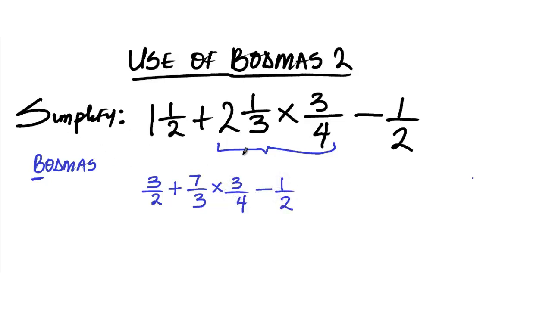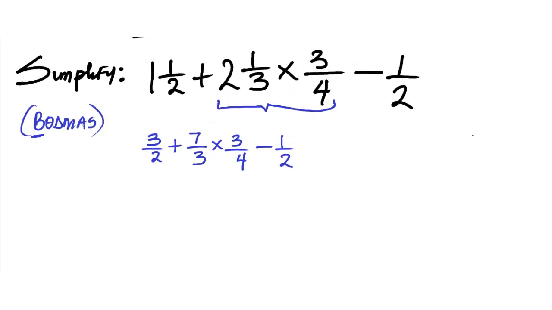Don't forget, we've been able to establish that we prioritize multiplication first according to this rule. So if you prioritize multiplication, there's no need for us to multiply 7 by 3. 3 can cancel 3 here. So this is 3 here, 1, and 3 in 3, 1. So we now have what? 3 over 2 plus 7 times 1, that is 7 over 4 times 1, that is 4, minus 1 over 2.